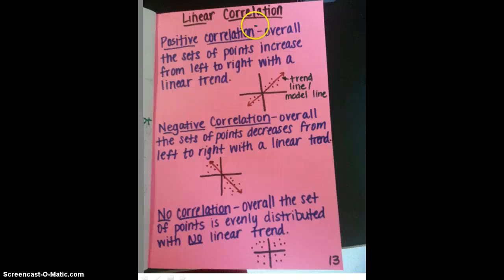Okay, welcome back. Linear correlation. We have 3 types of linear correlation. We have a positive correlation, a negative correlation, and we have no correlation. Positive correlation is overall the set of points increase from left to right with a linear trend. If you look, all my points, all these little dots everywhere, they're increasing from left to right, so it's a positive correlation. What I drew in the middle of them is called a trend line or model line.